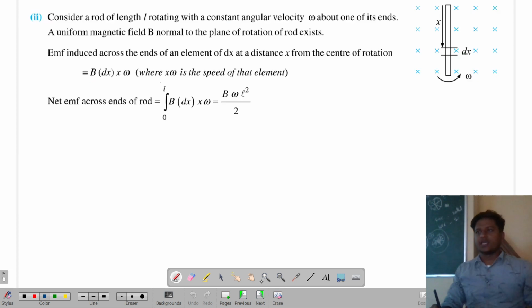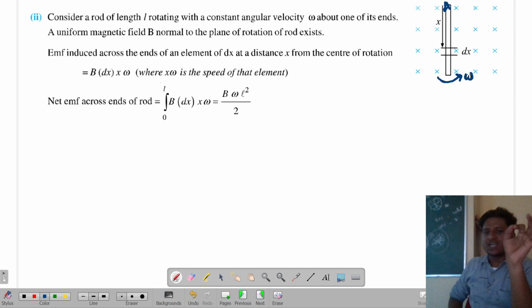Okay. Now look over here. Now what we are saying? Hey, Manasa, be silent. Now look over here. This time, a similar case is there, but now instead of moving with velocity v, we are rotating this particular rod with angular velocity omega. Got it or not? With what velocity are we rotating? Angular velocity omega. Got it or not?